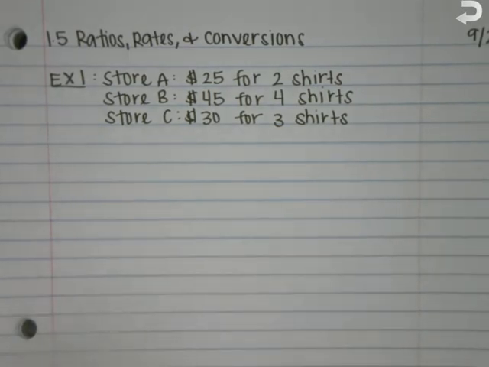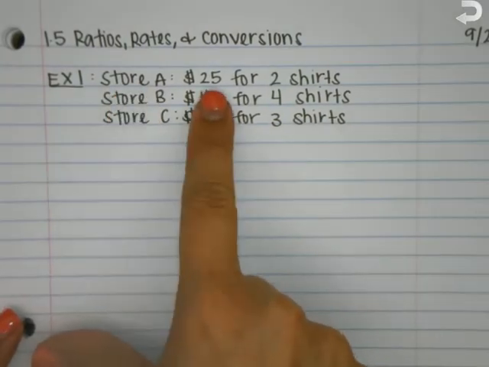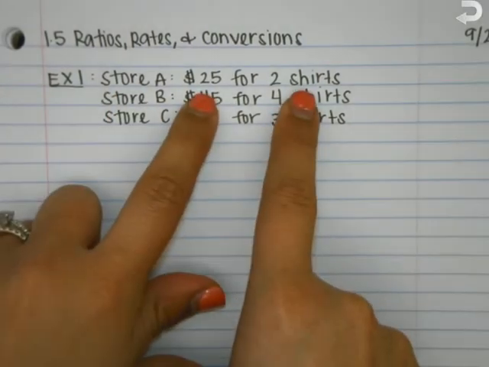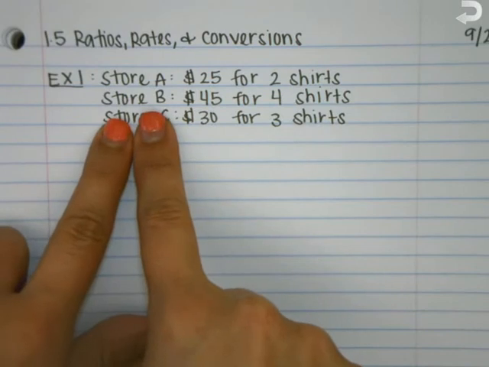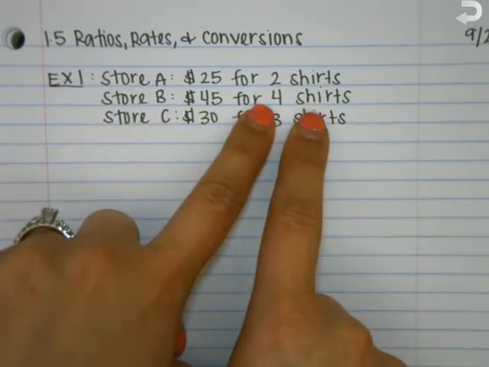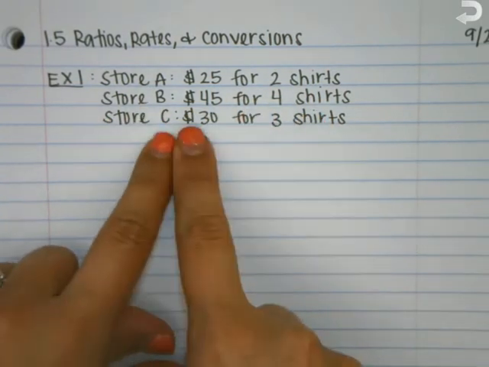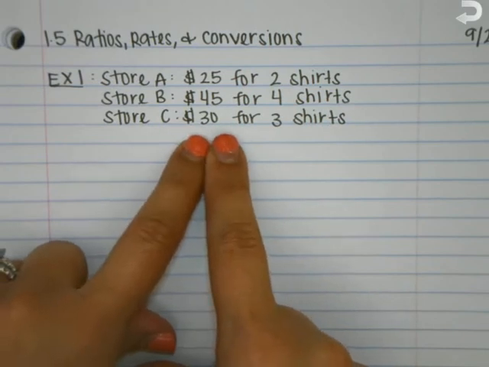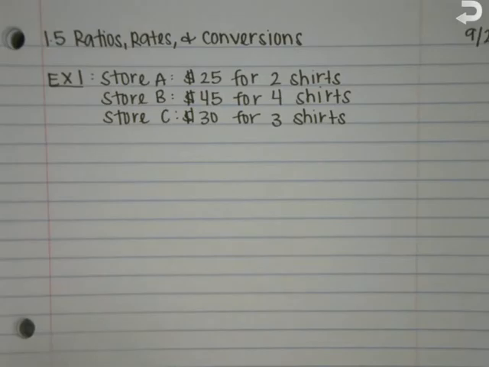Okay, store A is selling the shirts for 2 shirts for $25. Store B is selling the shirts for $45. You get 4 of them. And store C is selling the shirts $30 and you get 3 of them. Okay? So the question is, which store is selling the shirts the cheapest? I'm going to show you guys how to do this for store A, and then I'm going to have you do it and figure out which store is the best value.